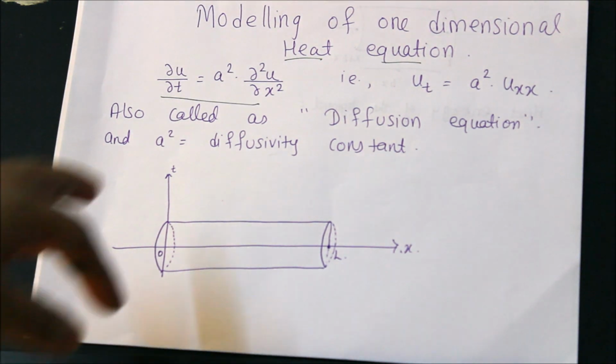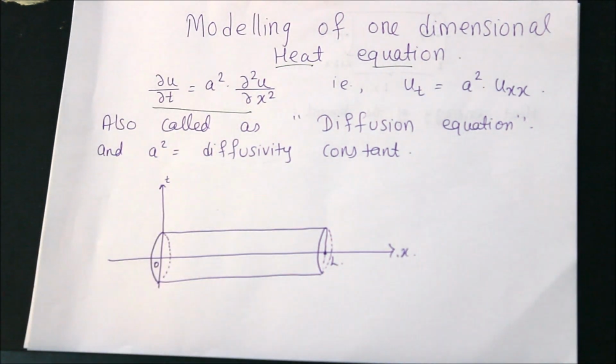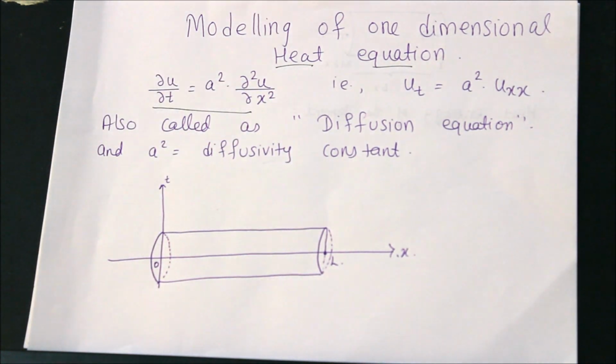So this equation, the heat equation, is also called a diffusion equation, and this a squared is called the diffusivity constant. It depends upon the material which we are using. You will see what a squared is later on. As one can see, if you see my previous lecture, this is a second order equation, because the second derivative is coming into the picture. It is a linear and homogeneous partial differential equation. Make sure you are convinced that this is a linear, homogeneous, second order partial differential equation. You can see my previous lectures for this.